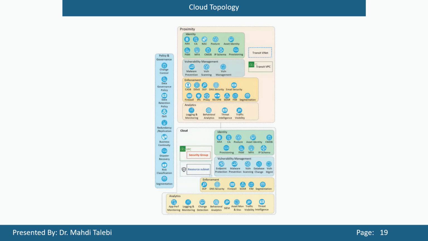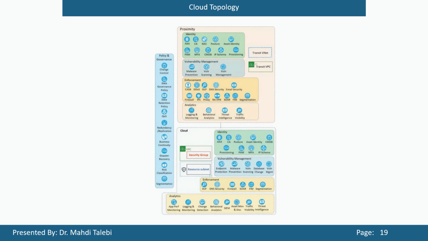The topology outlines different layers of security functions segregated into specific zones, such as proximity and cloud. Each zone addresses unique aspects of security, from identity verification, including multi-factor authentication and certification authority, to vulnerability management with tools for scanning and malware prevention. This tiered approach enables a robust strategy for preventing, detecting, and mitigating security risks effectively.